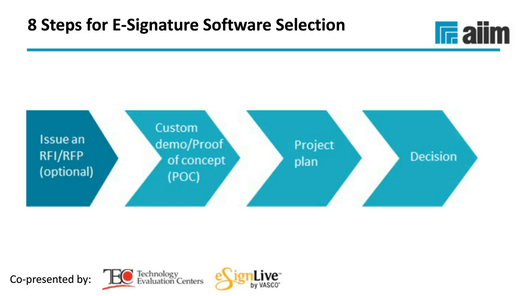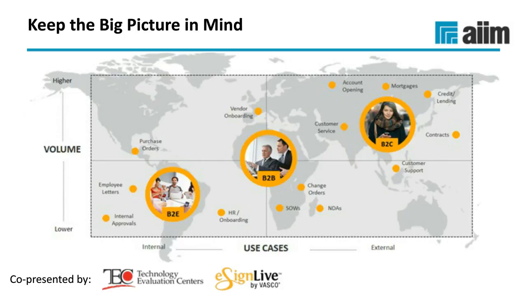And finally, make sure that the IT team is fully engaged during the software selection project. The IT organization's architectural team will need to incorporate eSignatures as part of the organization's electronic content management strategy.